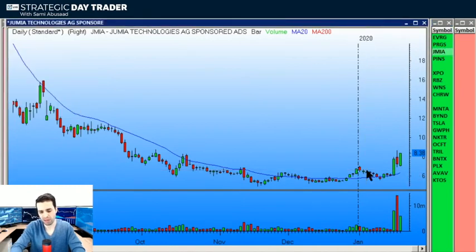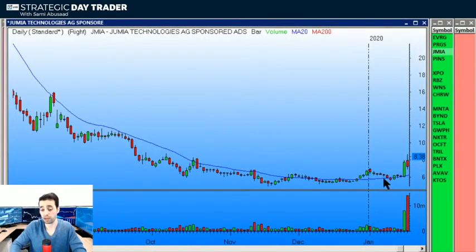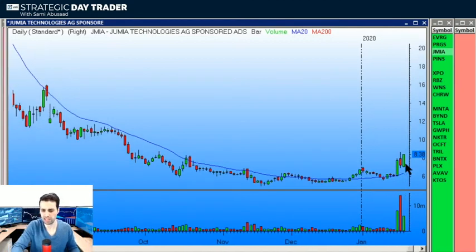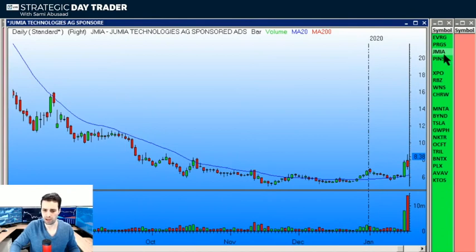JMIA, it was novice in that it was gapping over a green bar, but with novice gaps, bigger is better. Okay, the more extended, the better it is. So as you can see, this wasn't really much of a gap. I'm not talking about today. I'm talking about the day before. It was on the day before.